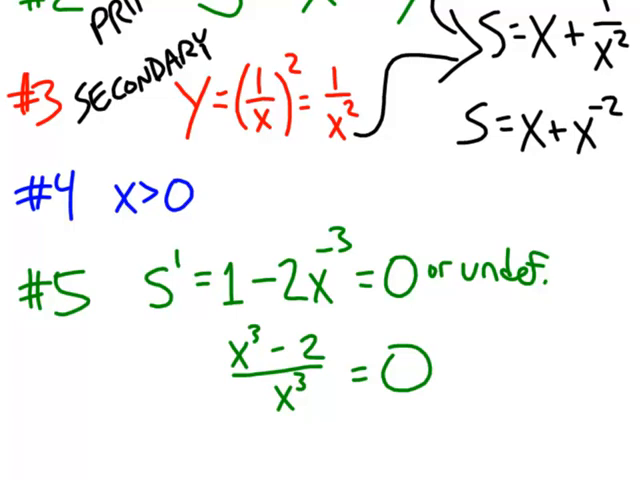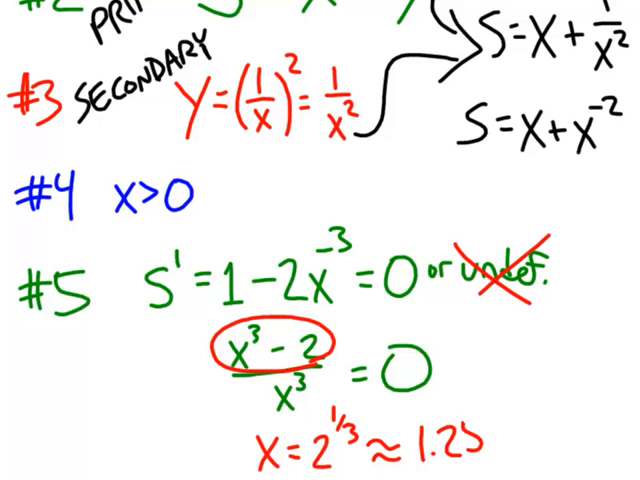I notice that the only thing that is going to make this derivative undefined is when x is equal to 0. But remember we said that x has to be a positive number, it can't equal 0. So we know we're not going to get this undefined case. Now what about when the numerator equals 0? Well, that's going to yield x equals 2 to the 1/3 power, or cube root of 2 if you prefer. Either way, that amounts to about 1.2599, 1.260.